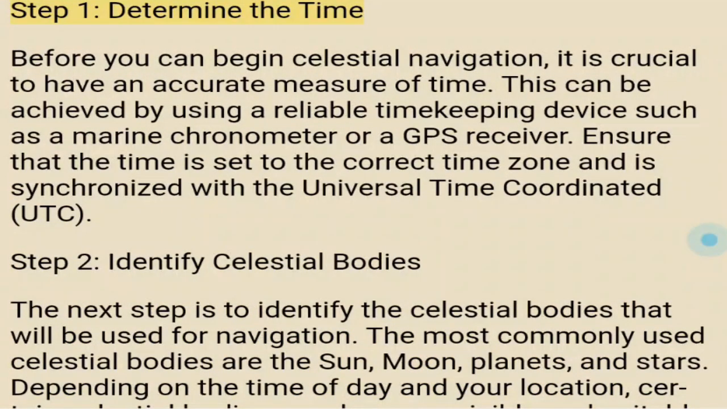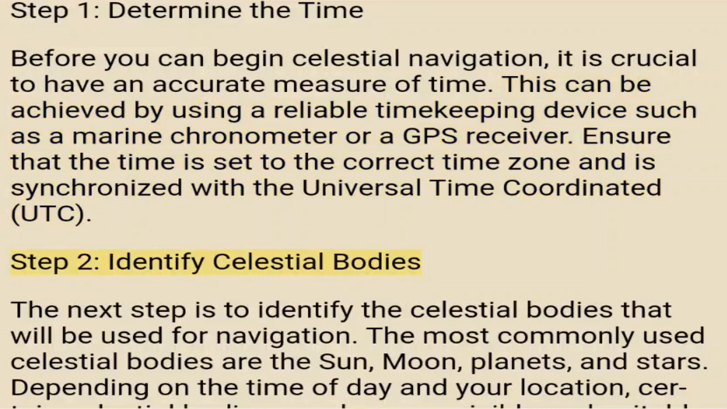Step 1. Determine the time. Before you can begin celestial navigation, it is crucial to have an accurate measure of time. This can be achieved by using a reliable timekeeping device such as a marine chronometer or a GPS receiver. Ensure that the time is set to the correct time zone and is synchronized with the Universal Time Coordinated (UTC).